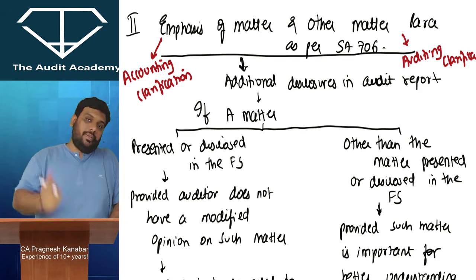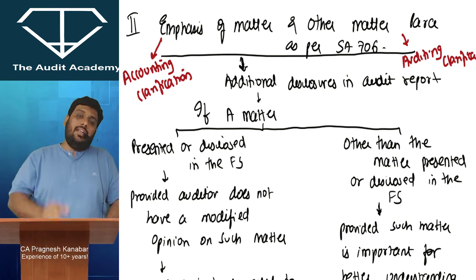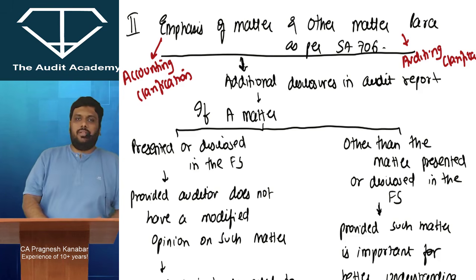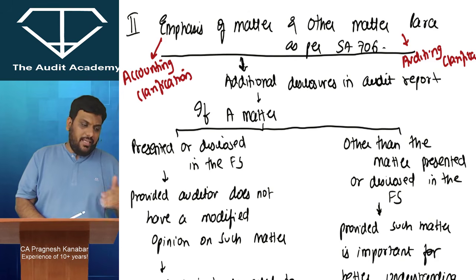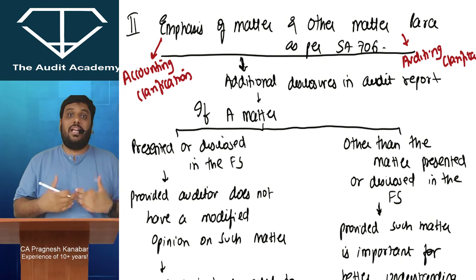Let me give you examples. For example, you are conducting the audit of X Limited. And in X Limited, there are some changes in accounting policies. You have verified the ACPD, amount, classification, presentation, disclosure, everything is perfect. But because the accounting policy has changed, you feel like giving a clarification for that.